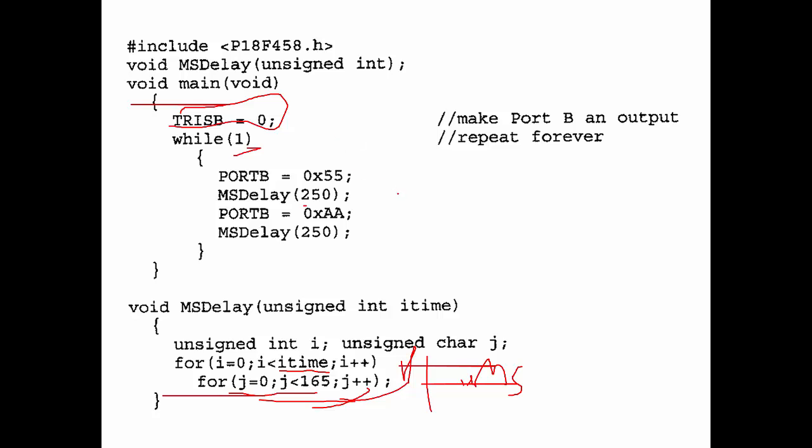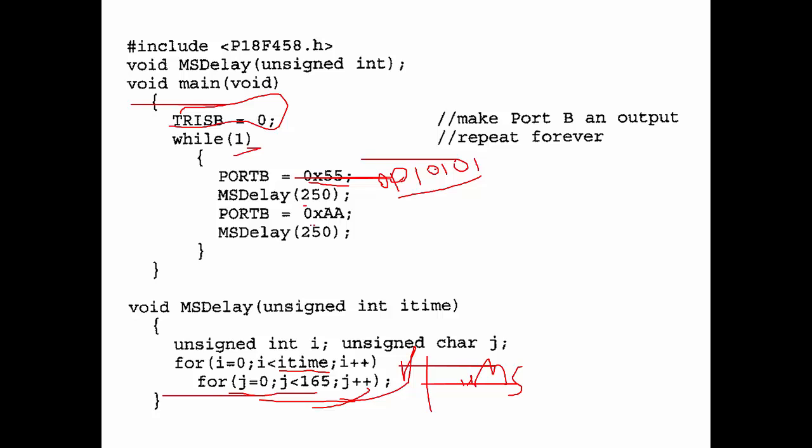This hexadecimal value represents 0x55, that is 0, 1, 0, 1. This is for the first 5, and again 0, 1, 0, 1. So this is your 5, 5. So the port B of 8 bits will feed into these bit values.